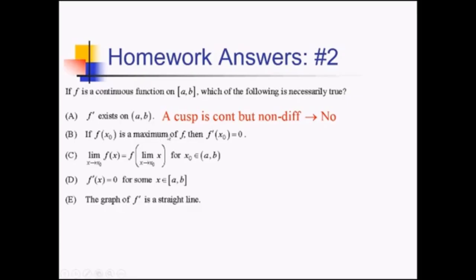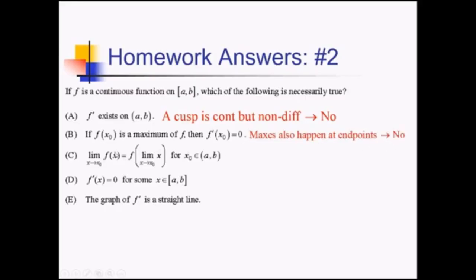And again, this is not necessarily true. For one thing, the max might be happening at a cusp, in which case the derivative does not exist. For another thing, the max might be happening at an endpoint, which again would not guarantee that our derivative there was 0. So that's also going to be a no.